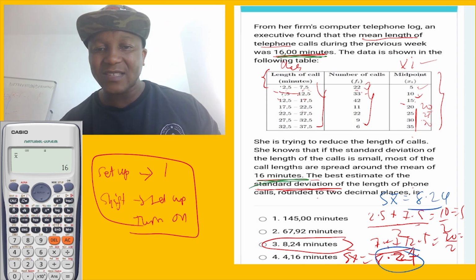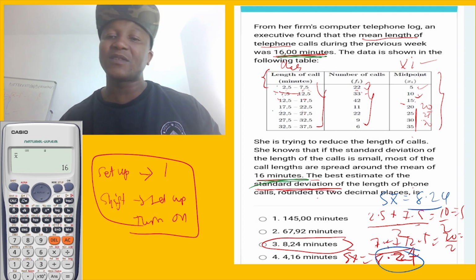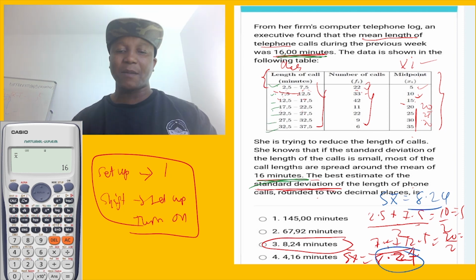Okay, how many data are there? 1, 2, 3, 4, 5, 6, 7. Like what I mean is, how many data are there? 1, 2, 3, 4, 5, 6, 7. That's the number of them. But they don't ask that question in most cases.